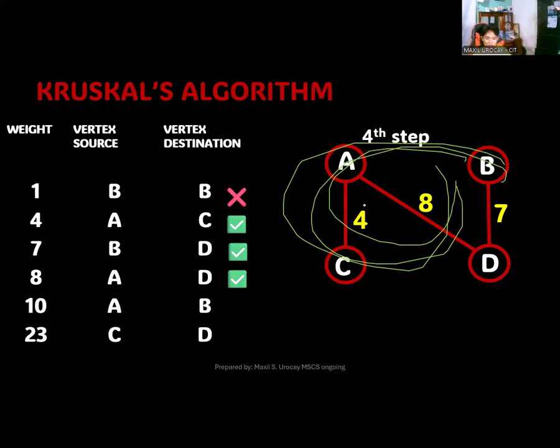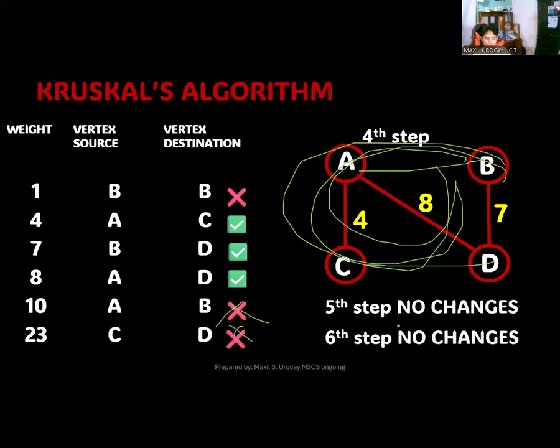So the next step, the fifth step, is AB, which forms a cycle, so there are no changes, and that is wrong. And the last one, 23 CD, forms a cycle, so that is wrong, the same thing. So no changes. Of course, this is our final Kruskal's algorithm right now.